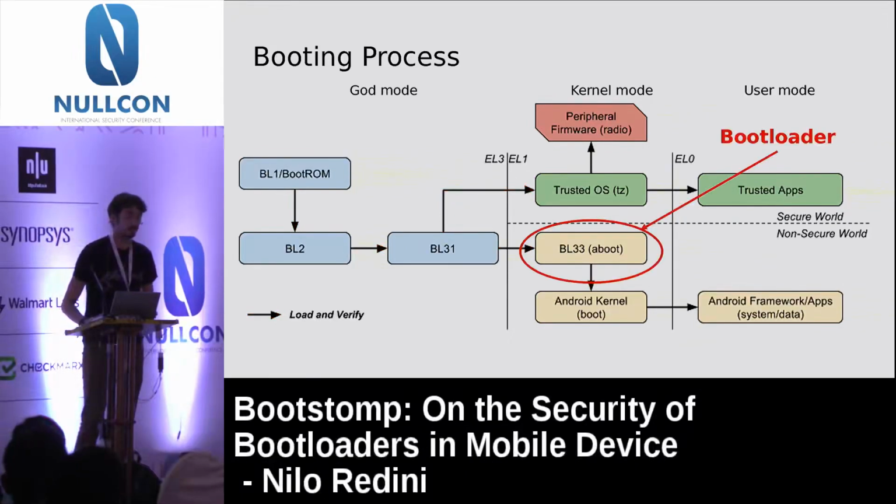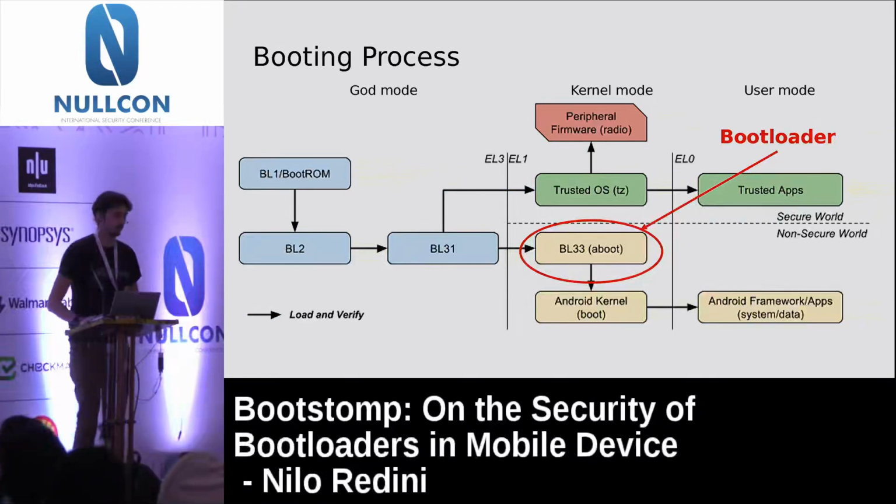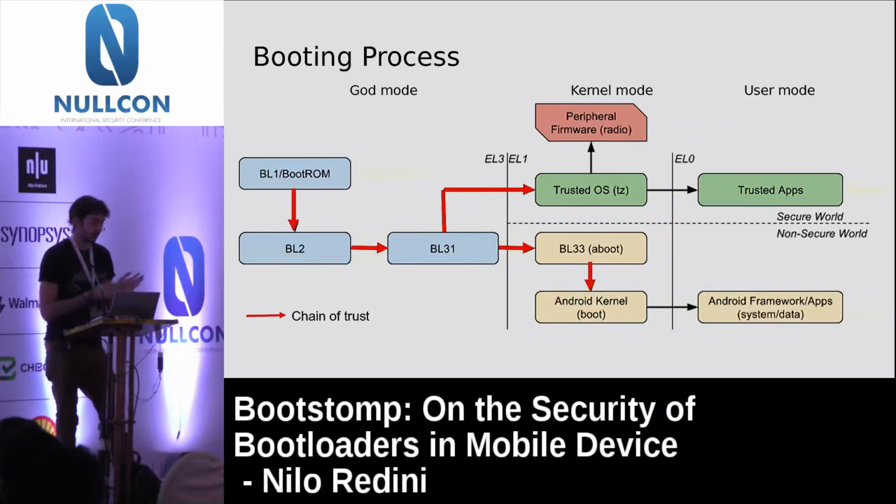So this is how Google foresees the booting process. As you can imagine, each step in the booting process loads the next step, checks for integrity, and then jumps into it. This chain of integrity checks is called the chain of trust, and it assures that when the phone is booted and running, the device is not in a tampered state.